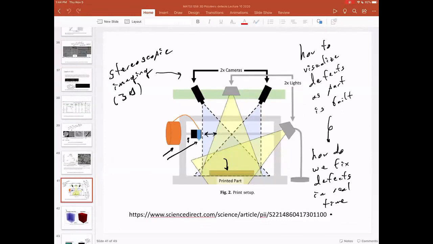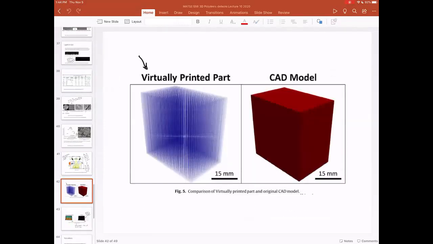So this image right here is stereoscopic 3D imaging of an FDM, or material extrusion AM part. And this is really cool, because you can imagine a setup like this on a MakerBot that's not too expensive, because cameras are inexpensive. It turns out that stereoscopic imaging software is not that expensive either, and there's a lot of free stuff out there. And so if you get this set up just right, now you can start to build up what might be a virtually printed part, or a measured part as it's being built, versus the CAD model.